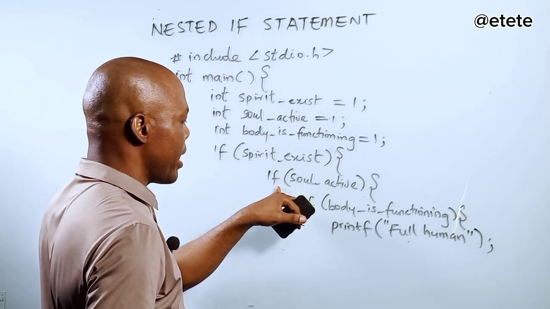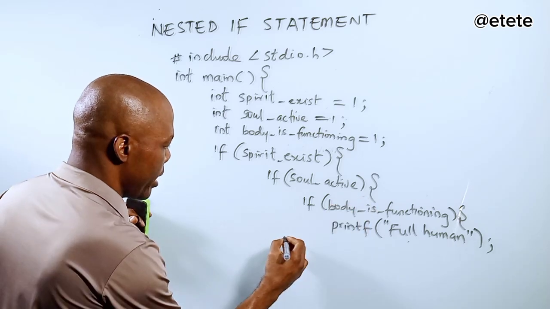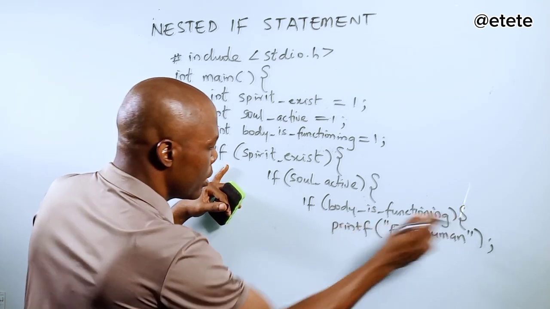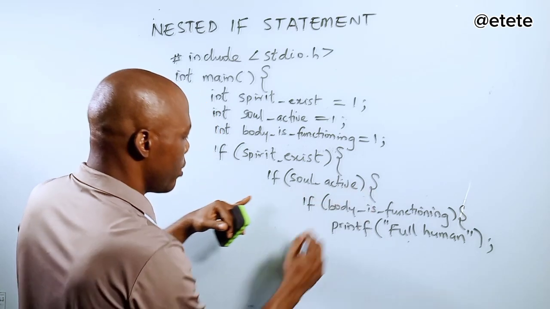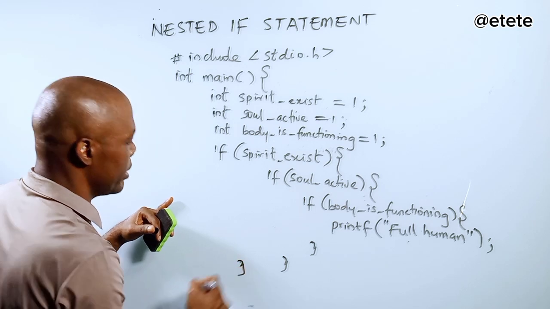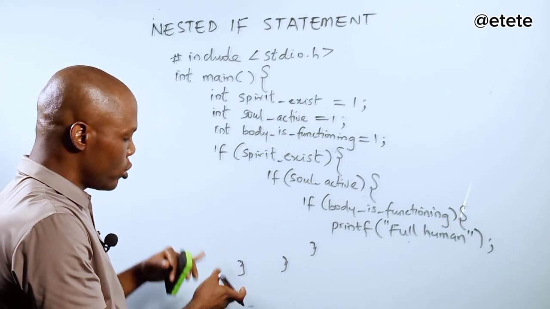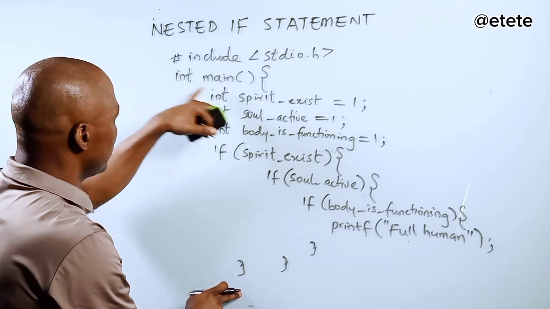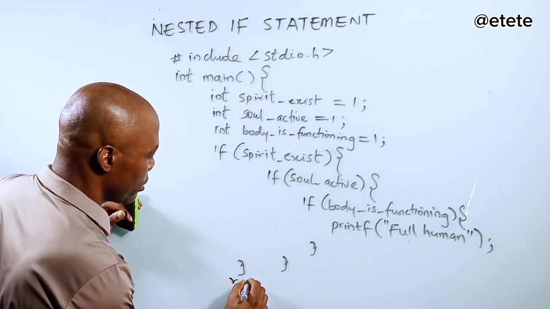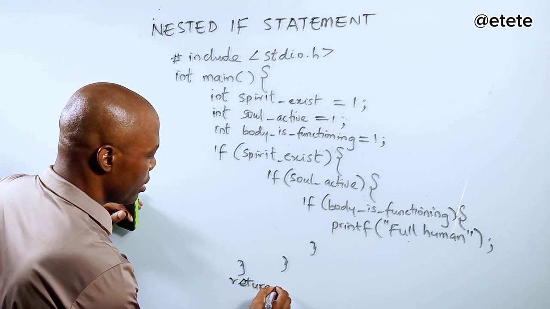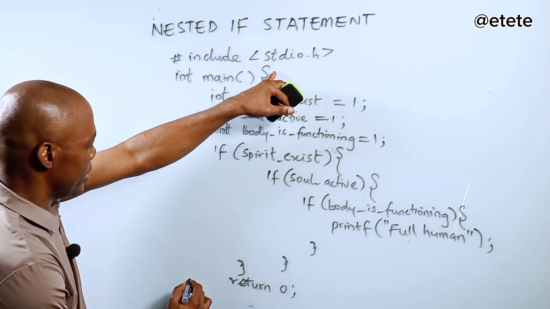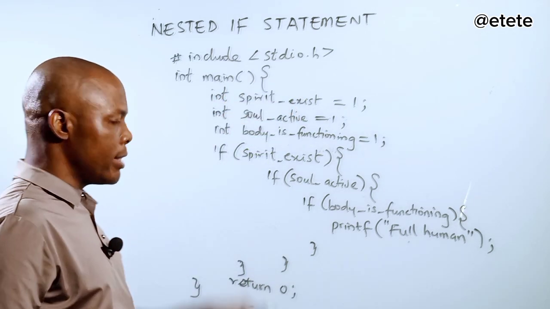Now, this is my inner if statement. So I'm going to end that here. Then this one, I'm going to end it here. This one, I'm going to end it here. This one, I'm going to end it here. Then I don't know if you are still seeing this button. So this one should be here. But before then, I'm going to write return 0, returning to the operating system. So this curly bracket, I'll end it here. Right? Now, this is my program.